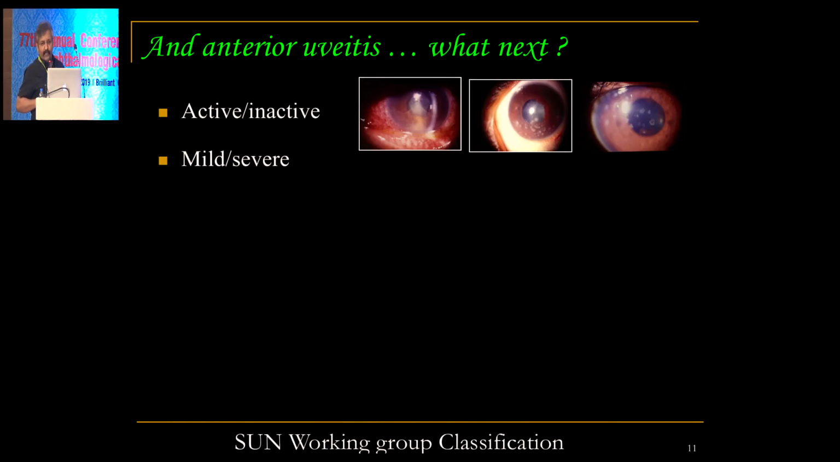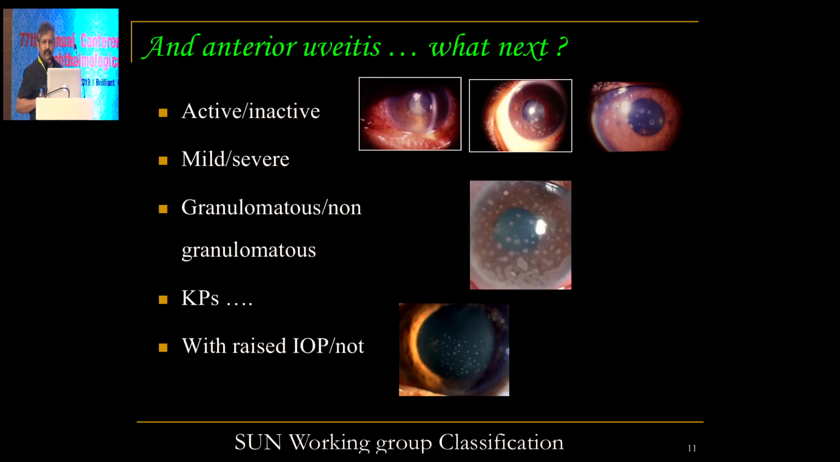So now you found anterior uveitis. The next step will be to decide whether it is active or inactive. Then you see whether it's mild or severe. How do you decide about this? Based on the Sun Working Group classification. Severity and activity, based on either investigations or the Sun Working Group classification, you will have to grade it. Then you decide about granulomatous and non-granulomatous.